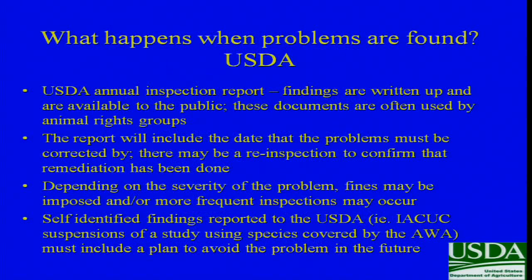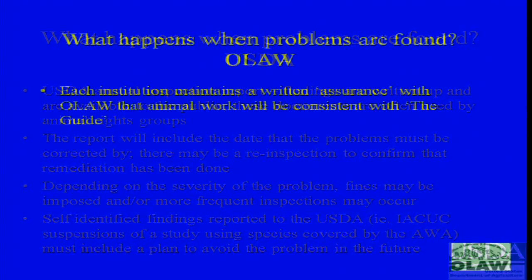findings to the USDA that are basically self-identified findings. So if we find somebody who's going off a protocol and it is a species that's covered by the USDA, we are obligated to report that to the USDA. And as part of reporting, they also request that you include some sort of plan to prevent that problem from occurring in the future. So what about OLAW?